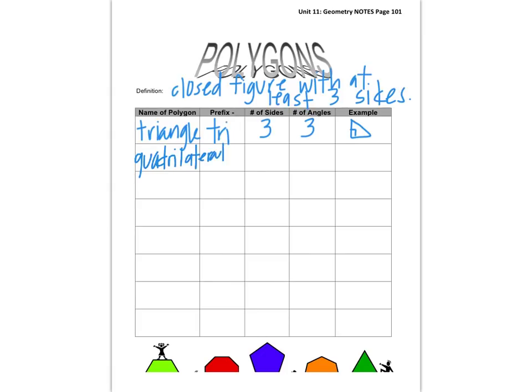Your prefix is quad, meaning 4 sides, 4 angles. Here's an example. There. So take a minute, go ahead and try to fill in the rest of this chart. When you finish, check yourself with me.